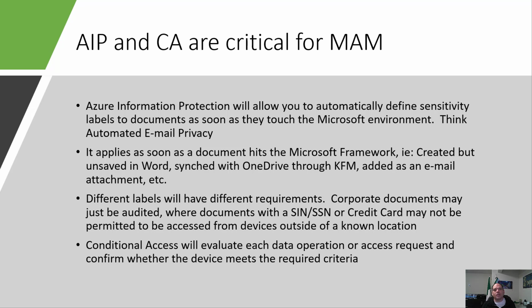What's really cool about it is it happens automatically, and it happens as soon as that document touches the Microsoft ecosystem. So if it's saved to OneDrive, or it's added to an email attachment, or even if it's an unsaved, blank document in Word, and they start typing one of those criteria into the document, the label will automatically get applied. So it prevents data loss very easily and configurably, from an included feature. So that's pretty neat.